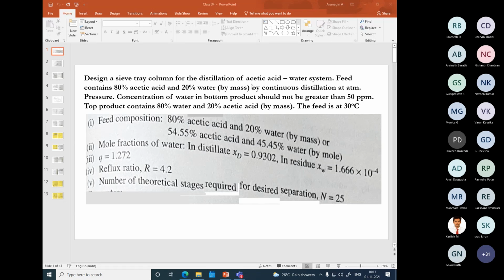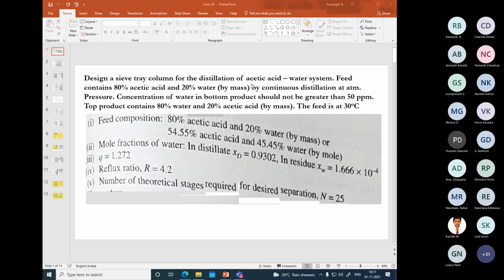Feed contains 80% acetic acid and 20% water by mass. So here the weight percentage is given, by continuous distillation at atmospheric pressure. So the column is operated at atmospheric pressure. Concentration of water in bottom products should not be greater than 50 ppm. So the water concentration is very small, around 50 ppm. So they have given the maximum concentration of water at the bottom of the column.